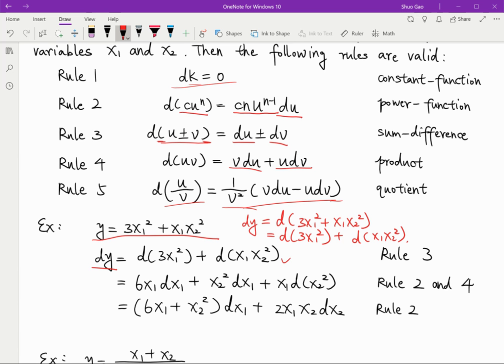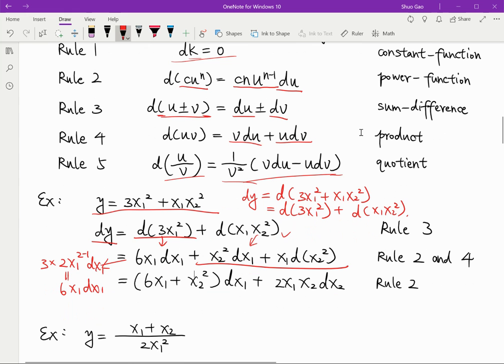And then we can apply rule 2 for the first one, the power function rule. So this becomes 3 times 2 x1 to the 2 minus 1, right? This is the power function rule. And then dx1. So this is just 6x1 dx1. And for the second one here, we can use rule 4, which is the product rule, right?